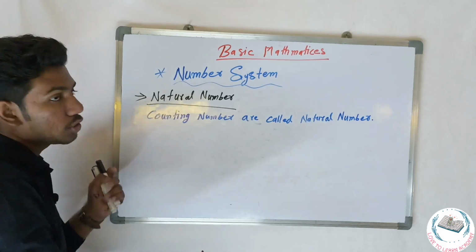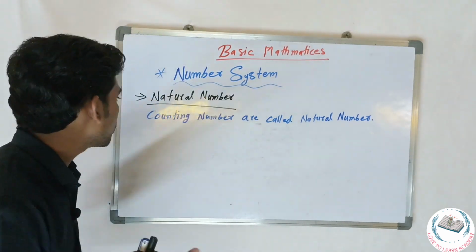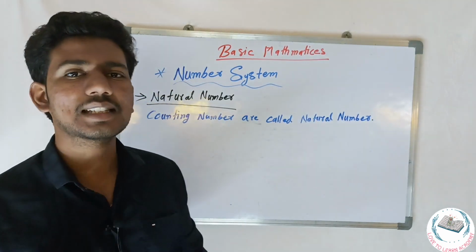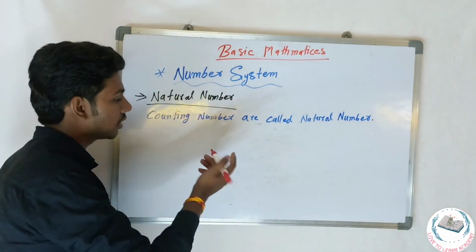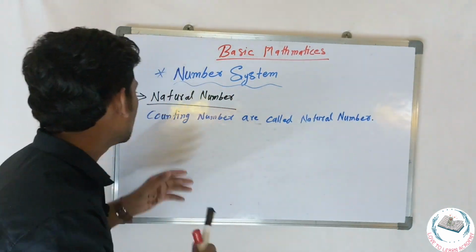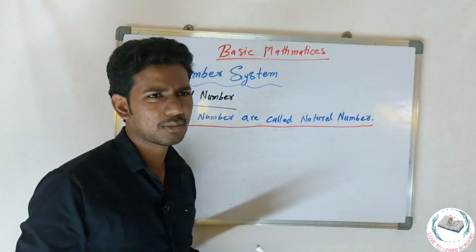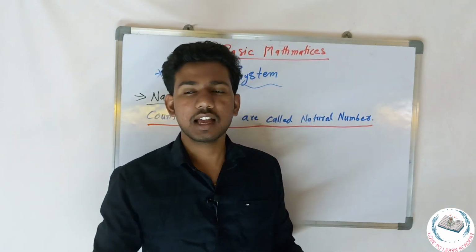So what does natural number mean? First of all, you have to understand what a natural number is. You can say it is the number which starts from 1 and goes till the end. Remember, there is also one definition: counting numbers are called natural numbers. Counting numbers, like 1, 2, 3, 4, 5, 6, and so on.